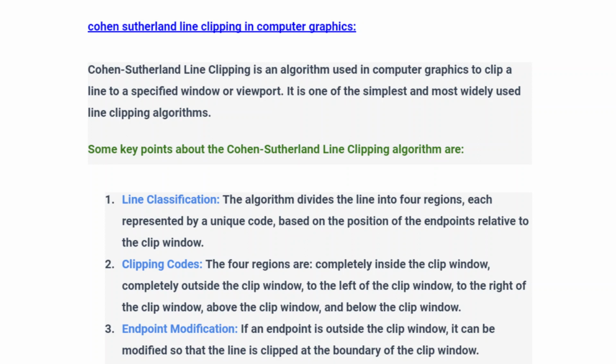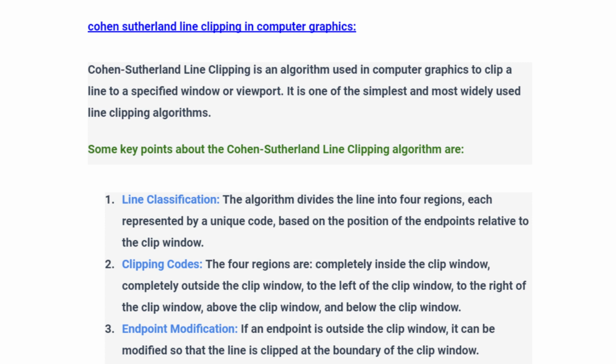Cohen-Sutherland line clipping in computer graphics. Cohen-Sutherland line clipping is an algorithm used in computer graphics to clip a line to a specified window or viewport. It is one of the simplest and most widely used line clipping algorithms.